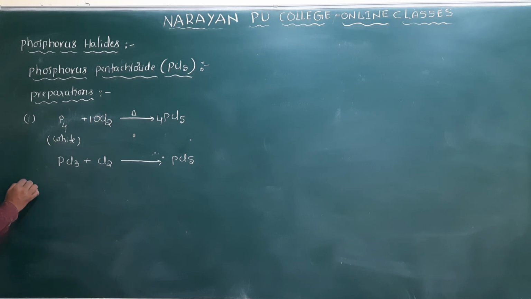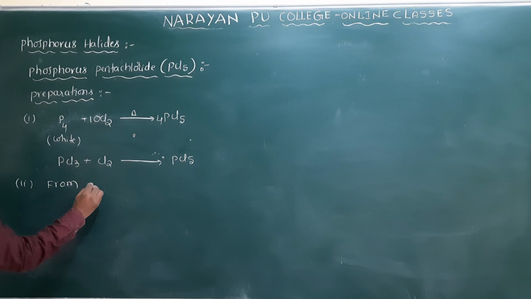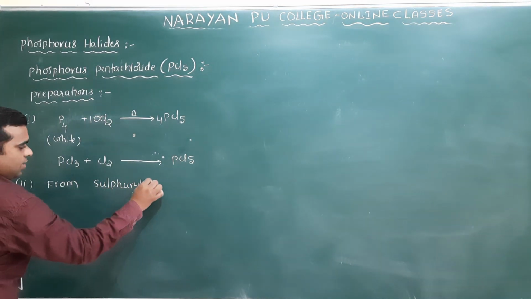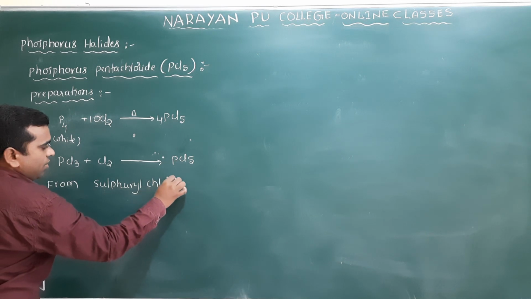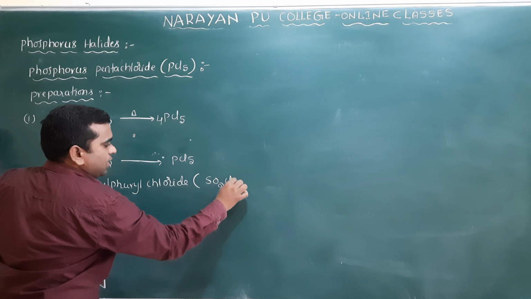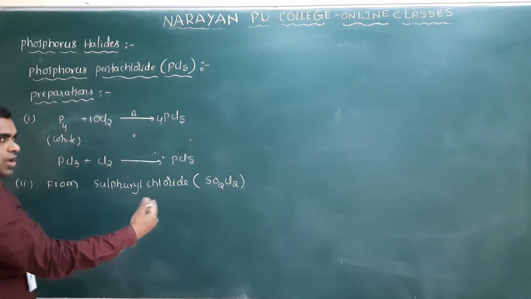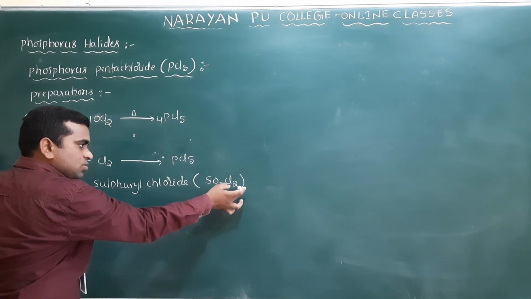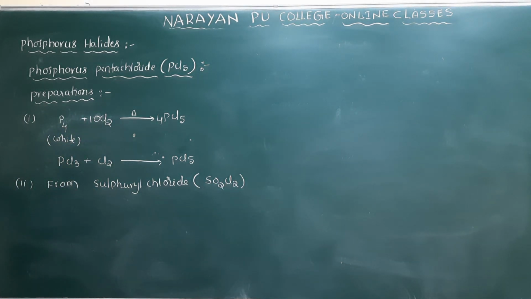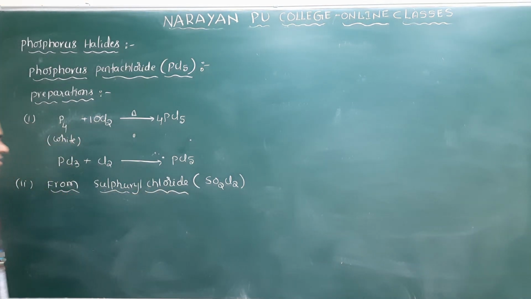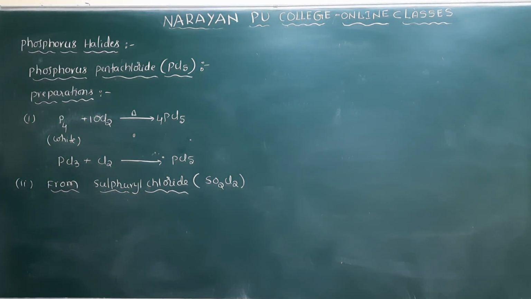And the second preparation is from sulfuryl chloride, SO2Cl2. See the difference here: thionyl chloride is SOCl2, sulfuryl chloride is SO2Cl2. So from this we can also prepare phosphorus pentachloride.